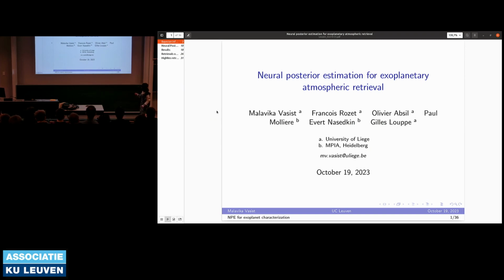So yeah, today I want to talk about my work, which is on an algorithm called Neural Posterior Estimation to characterize exoplanet atmospheres. And I work with a team. It's an incredible team. Some from University of Liège and some from MPIA, my collaborators.